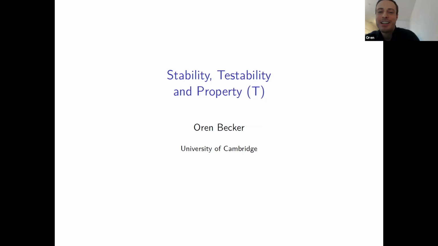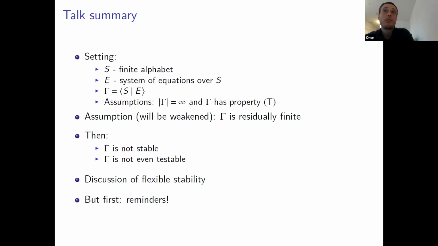I'll start with telling you what I'm going to tell you. First, a bit of notation. I'm taking S to be some finite alphabet, just a finite set, and E a system of equations over this alphabet. And then I'm taking a group gamma, which is just the group with representation generated by this formal set S subject to some relations E. I'll be assuming that this group gamma is an infinite group that has property T.